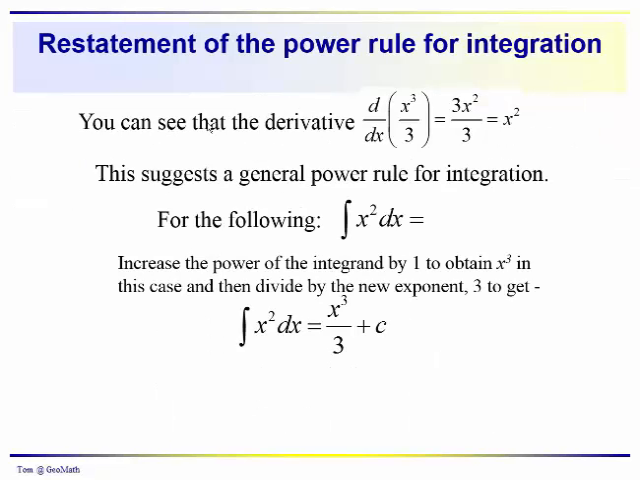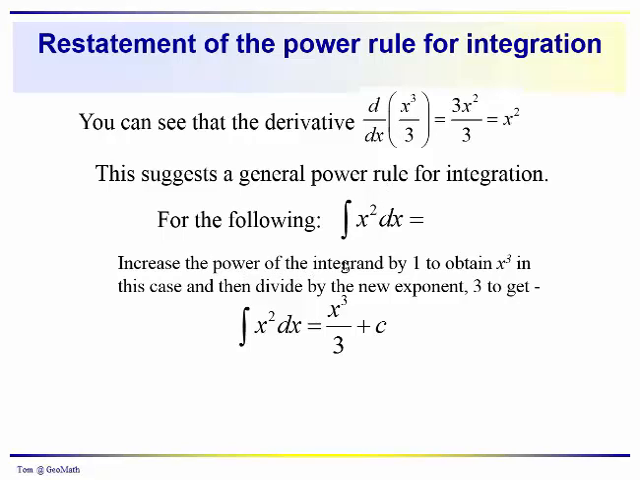If we come back and take what we've learned and restate this as a power rule for integration, we go back to the derivative. We use the power rule for differentiation. We bring the power down, reduce the power by 1. We get 3x squared. Divided by 3, that gives us x squared. So using this kind of power rule in reverse, we know that the integral of x squared dx is going to be x cubed over 3.